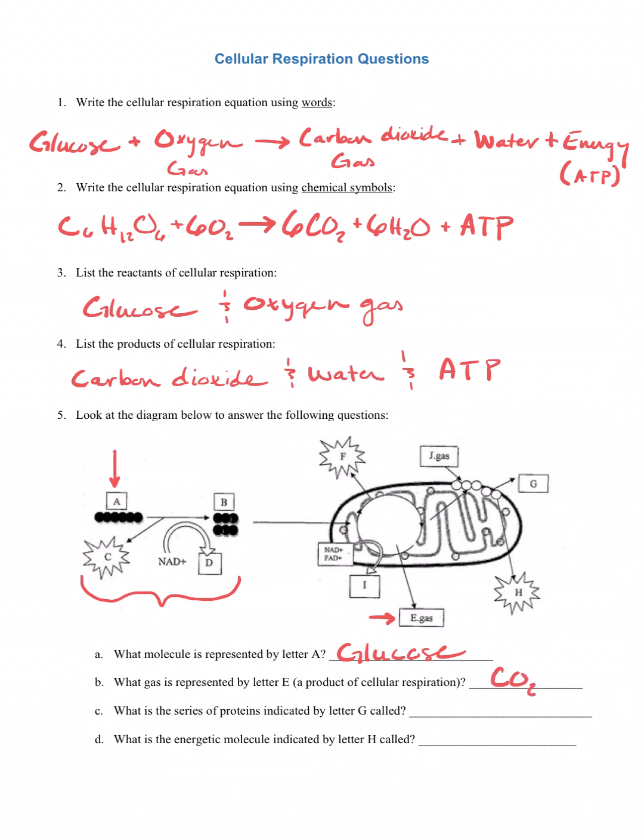Letter C says, what is the series of proteins indicated by letter G? Letter G is here, and it's pointing to the series of proteins that collect electrons, and because they collect electrons, it's called the electron transport chain. And then letter D says, what is the energetic molecule indicated by letter H called? So letter H is here. This is our energy molecule, and the energy molecule that is created during this whole process is ATP.